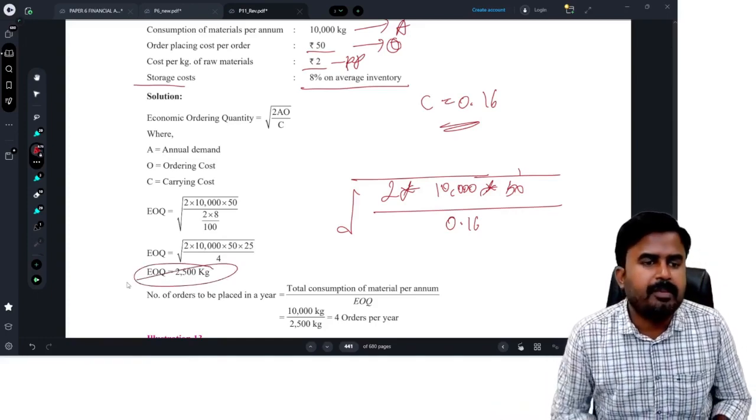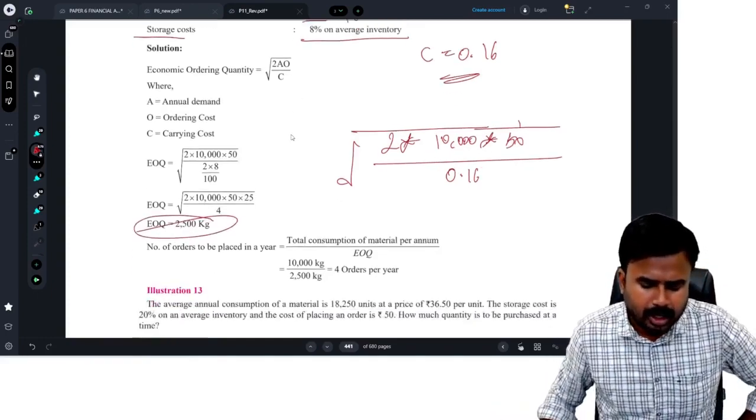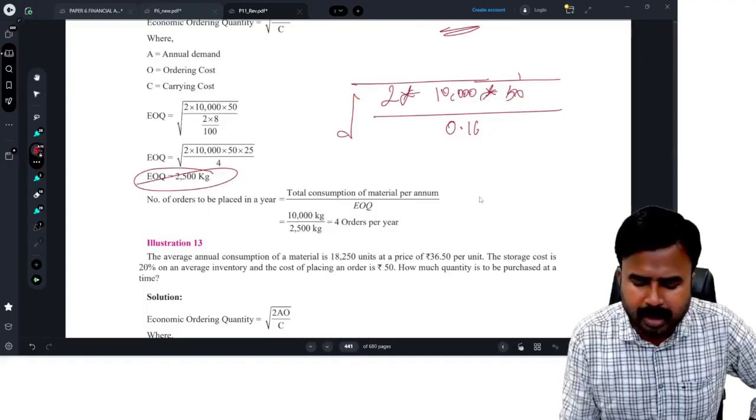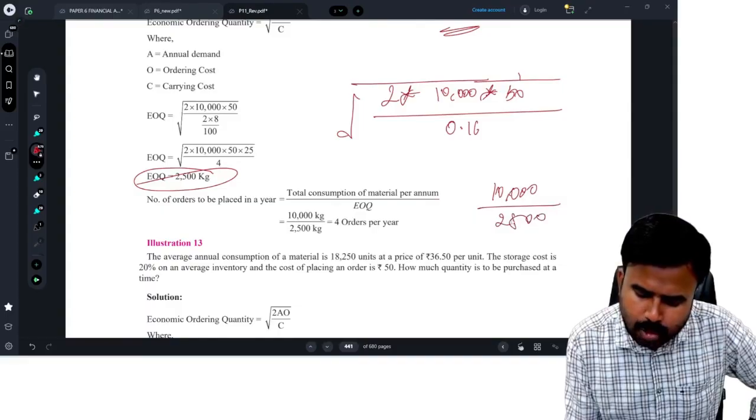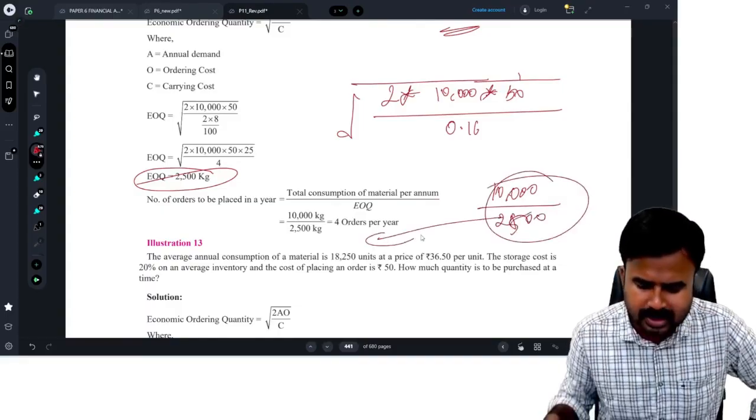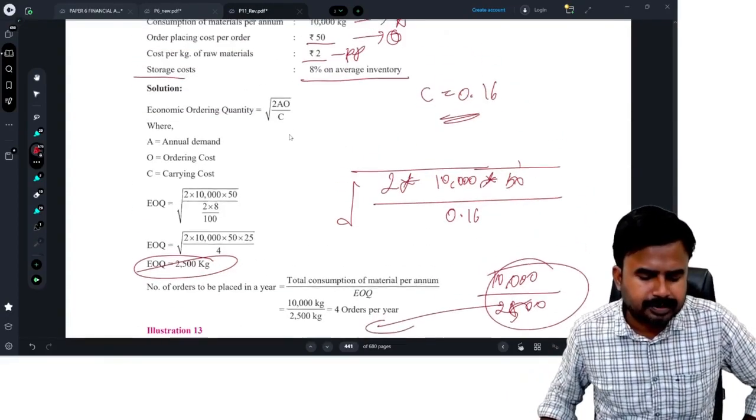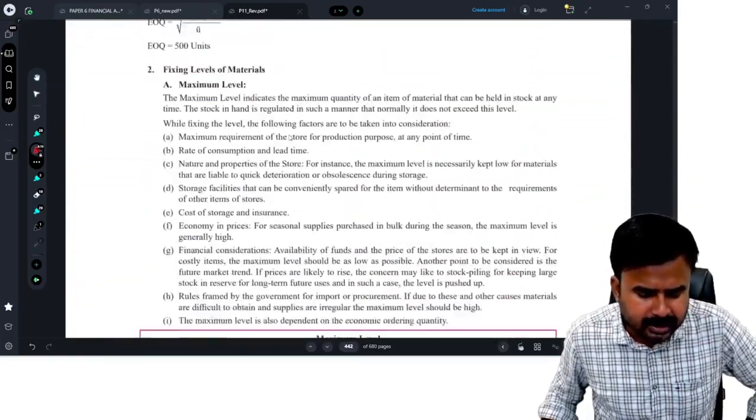And what is the formula for number of orders to be placed in a year? You know that A, the annual raw material requirement, 10,000 cases, divided by EOQ, 2,500. How many orders are required to be placed? 4 orders. That's it regarding EOQ computation.